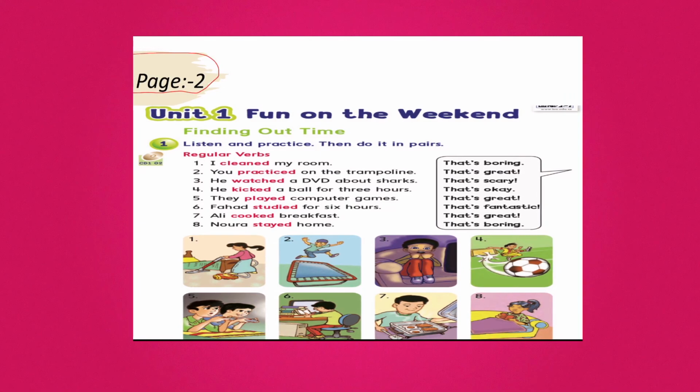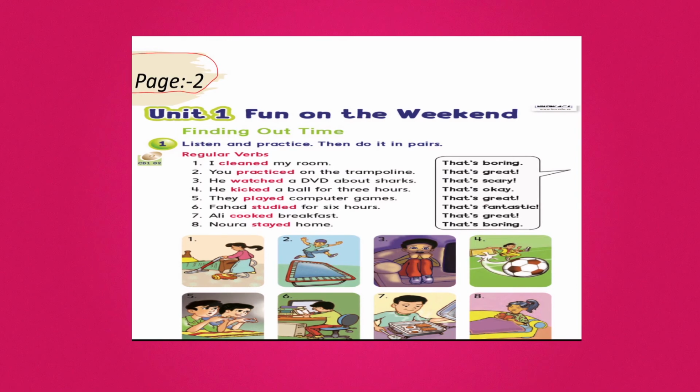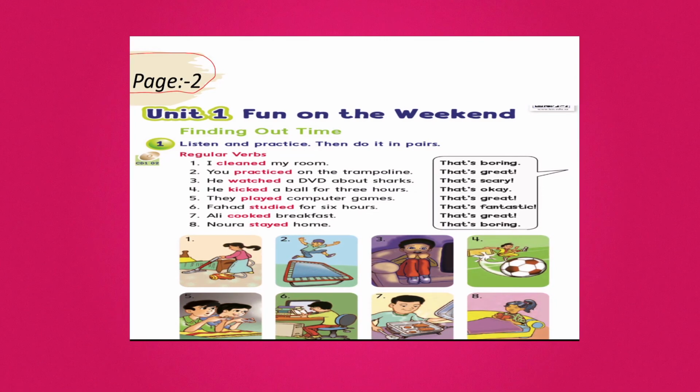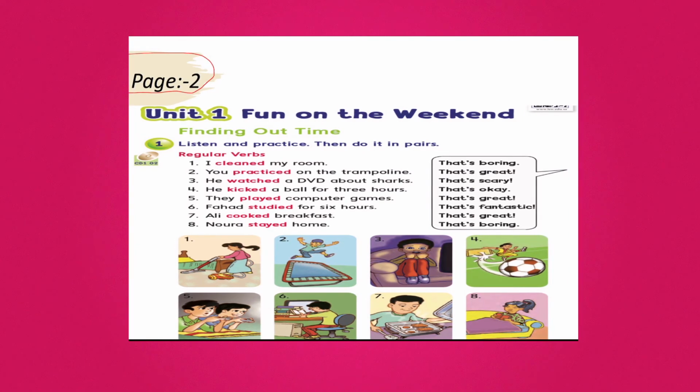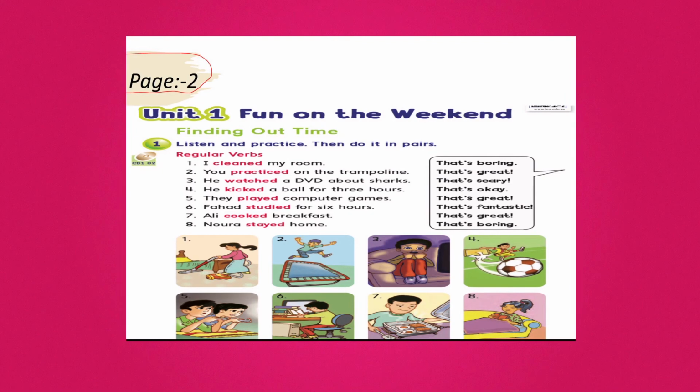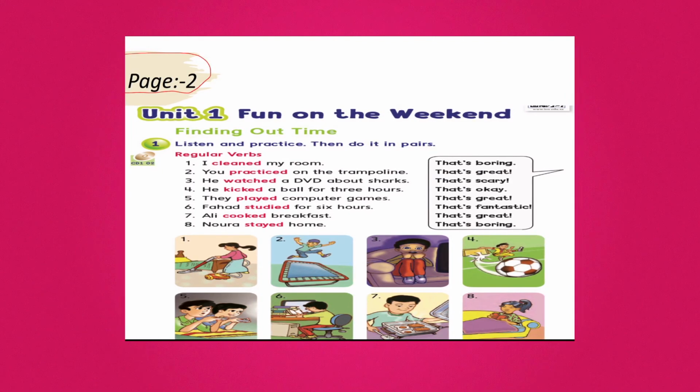Number 5. They played computer games. That's great. Number 6. Fahad studied for 6 hours. That's fantastic. Number 7. Ali cooked breakfast. That's great. Number 8. Noura stayed home. That's boring.